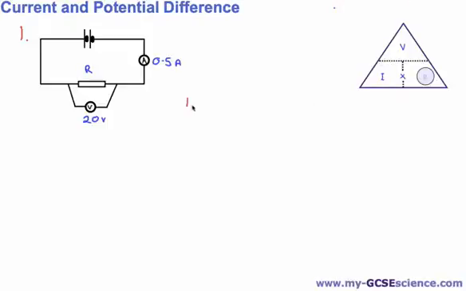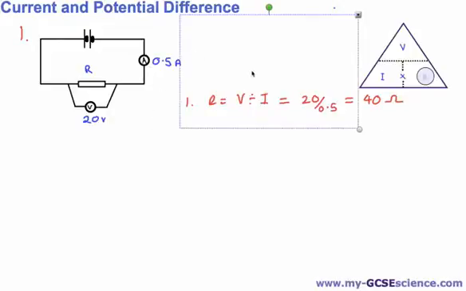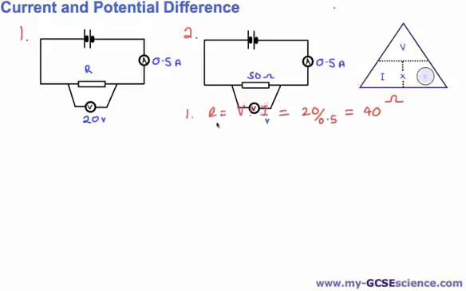So for the first question here, we would have resistance equals potential difference divided by the current, and that's very simply 20 divided by 0.5. The answer would be 40, and it's resistance we're looking at, so don't forget the units. It's 40 ohms. Okay, so that's a fairly straightforward example.